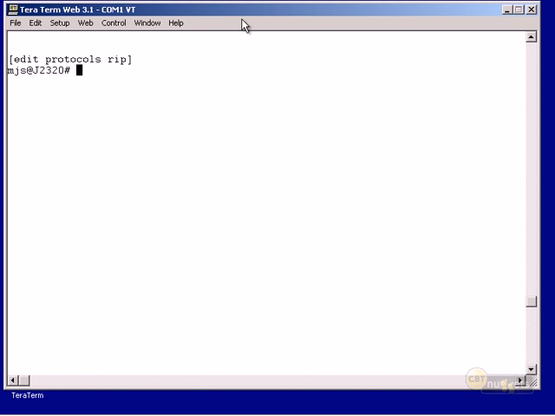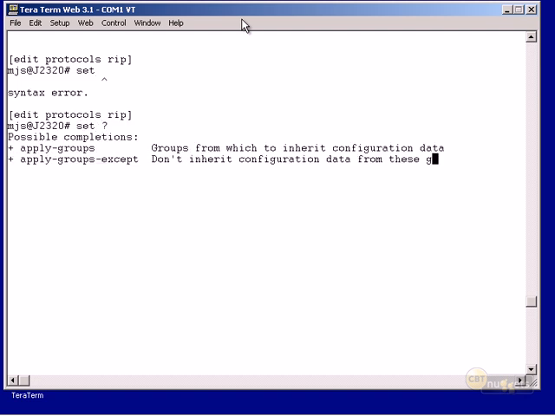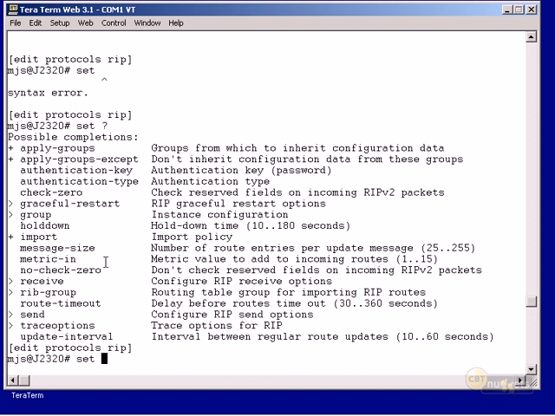But if I were just to do, let's say, a set command right here under edit protocols rip, set question mark, what I'm going to see are things that I can do globally. I can set the authentication key and the authentication type globally. For example, the type could be a simple password or MD5. The key is actually a string of alphanumeric characters. I can set global hold down timers. I can globally choose how I want to send and receive RIP options.